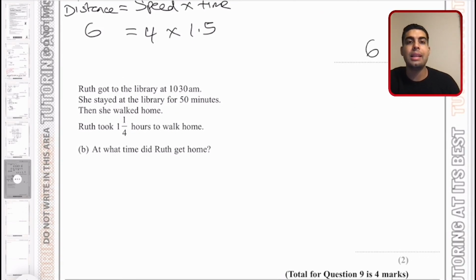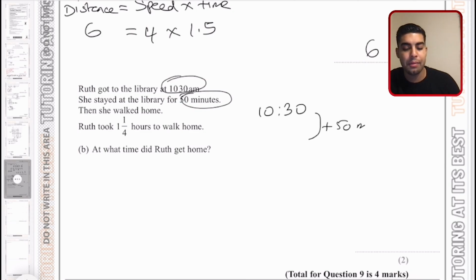However, in part B, it now states that Ruth got to the library at 10:30, and she stayed there for 15 minutes. So again, let's start off by writing 10:30, and let's add our 50 minutes, giving us 11:20. And then she goes ahead and walks home. And it takes her 1 hour and a quarter to walk home. So again, let's go ahead and add 1 hour, which gives us 12:20.